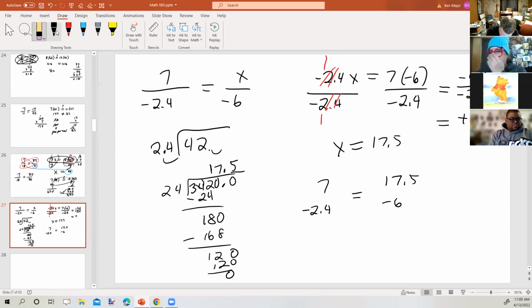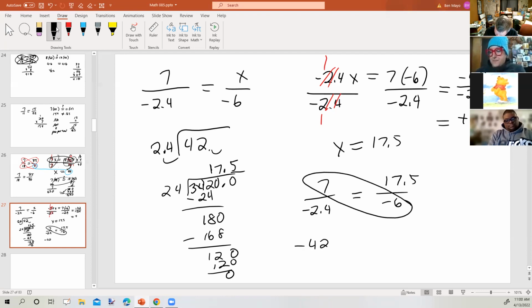Oops. I always forget, and I have the eraser on when I'm supposed to be using the black pencil. 7 times -6 is what? -42? What's 17.5 times 2.4? Well, again, it's going to be negative because it's negative times positive.